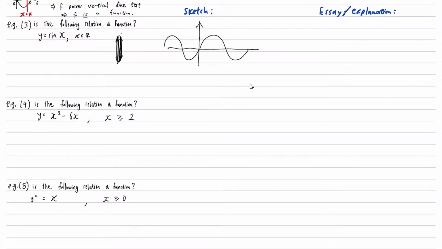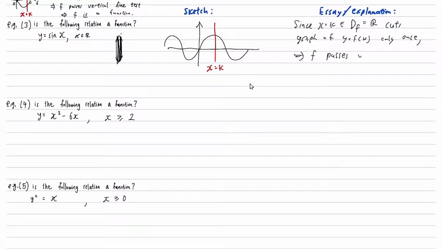Then after that, you must write the essay or the explanation for this. So what I do is I draw a random vertical line. It doesn't really matter where it is, as long as it's inside the domain. So you can say that since x equals k, an element of the domain of f being all real numbers, cuts the graph of y equals f of x only once. This means f passes the vertical line test. Yeah, so basically it's the same essay again and again, a bit like econs. Okay. So f is a function.